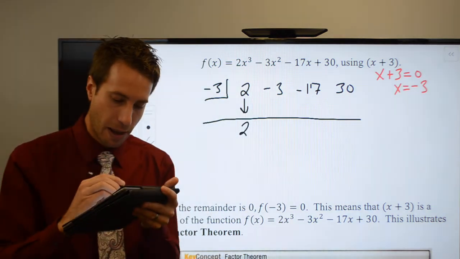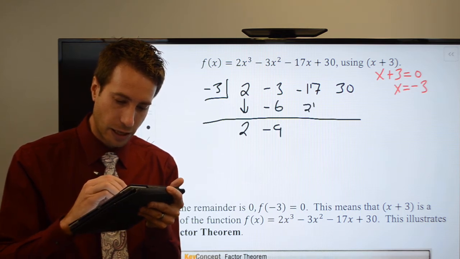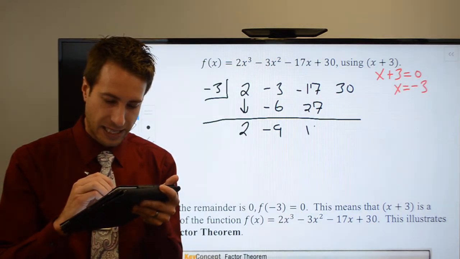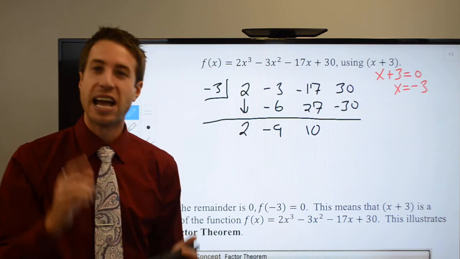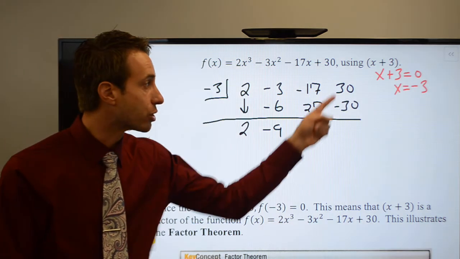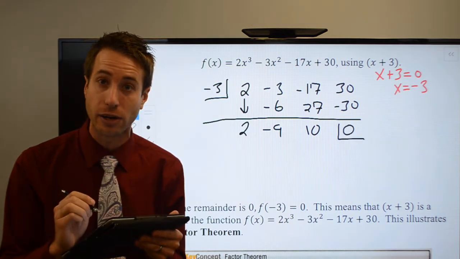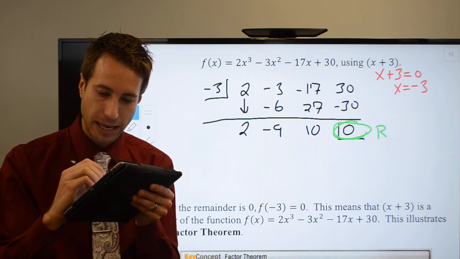Multiply and add till you run out of stuff. Negative 3 times 2, minus 6. Add them up, negative 9. That's going to be 27, which means what's left over is a positive 10. Negative 3 times 10 is a minus 30. And here's why this problem is so interesting. I add those guys together and I get a remainder of 0. This is my remainder.